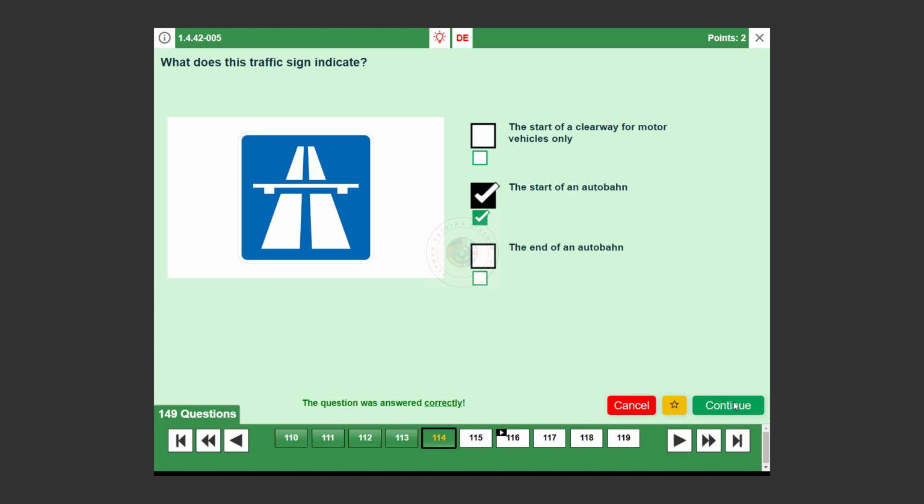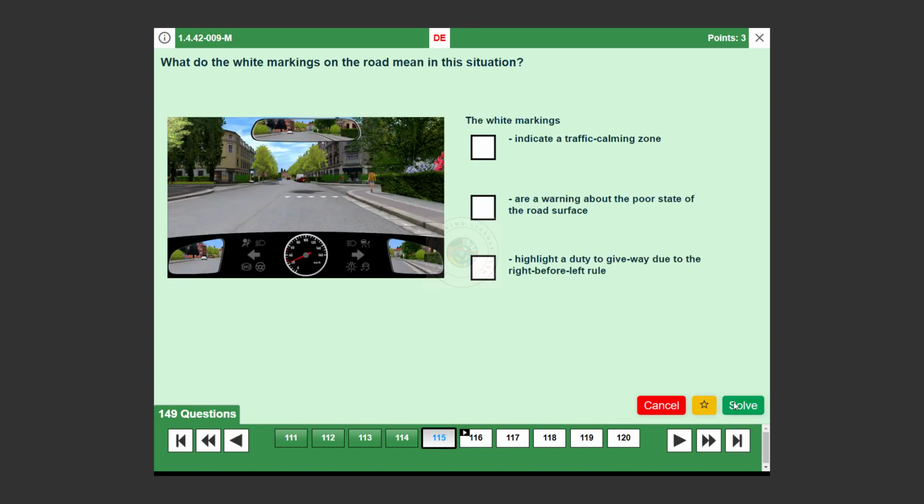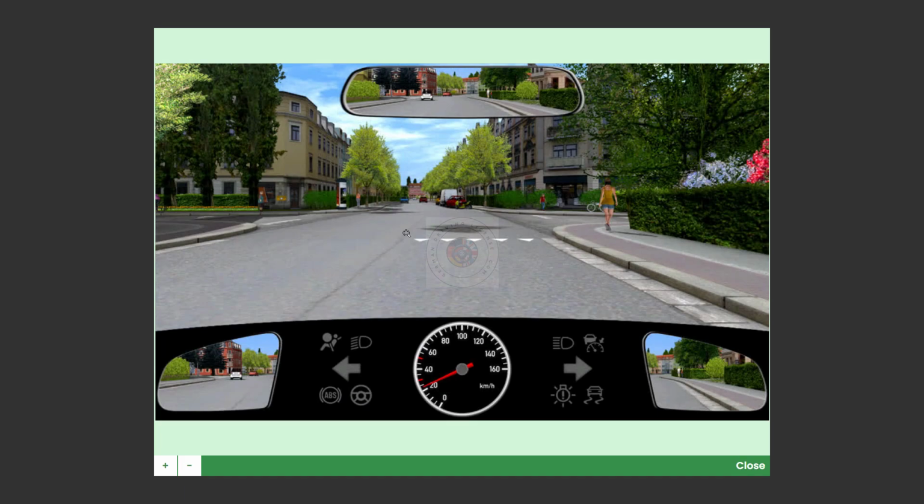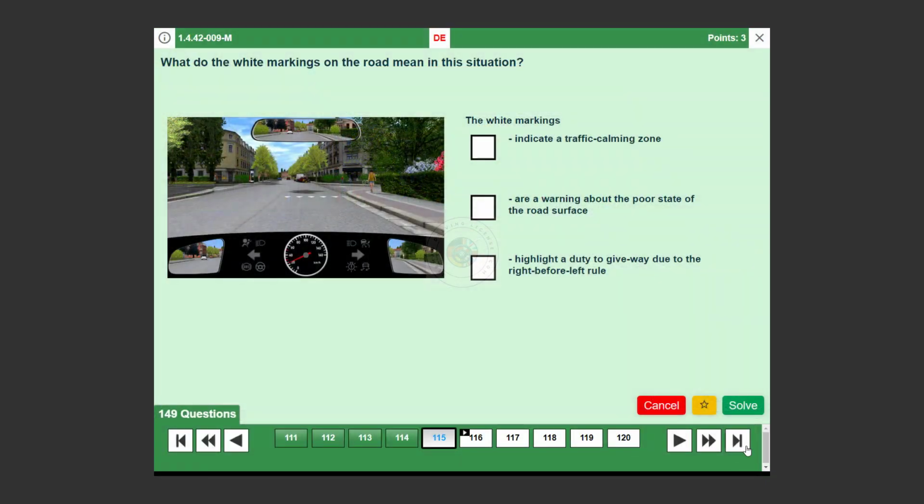Question number 115. What do the white markings on the road mean in this situation? Highlight a duty to give way, due to the right before left rule. True. The shark's teeth markings indicate an obligation to wait, typically at a road junction due to the right before left rule. Indicate a traffic calming zone. False. These markings are not for traffic calming but for giving way. Are a warning about the poor state of the road surface. False. The markings do not relate to the road surface condition, but to giving way.